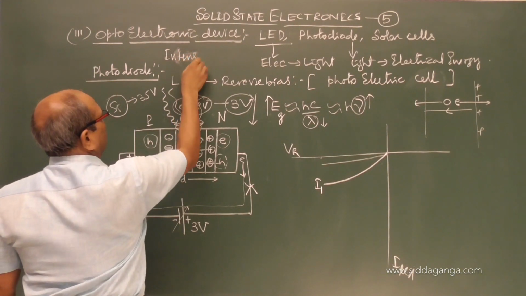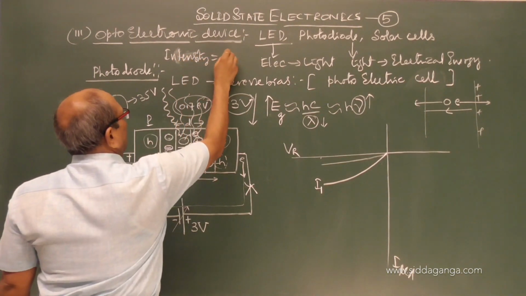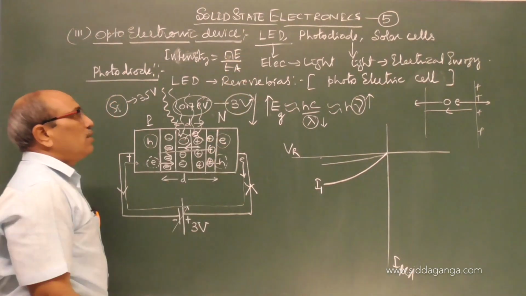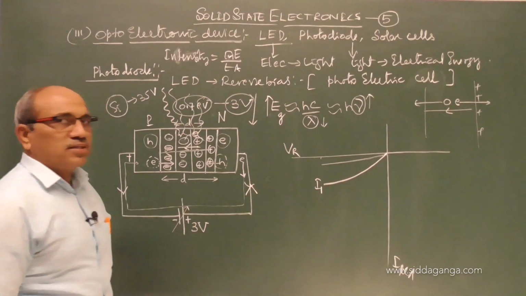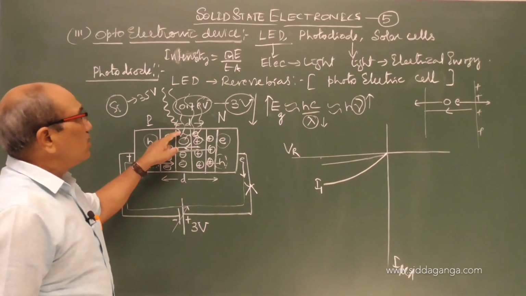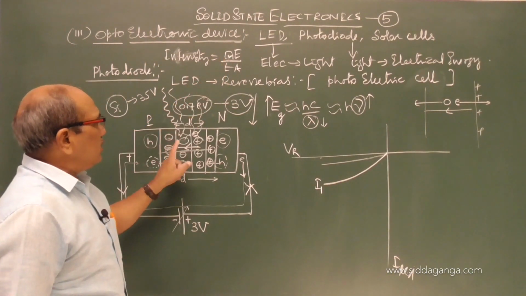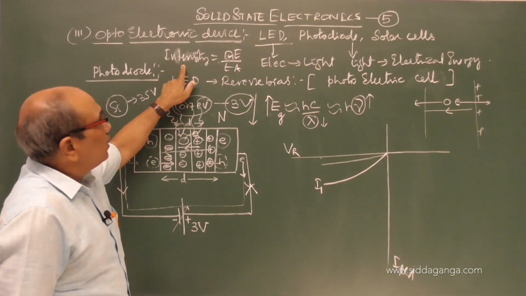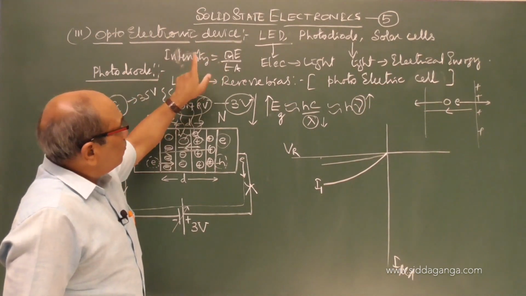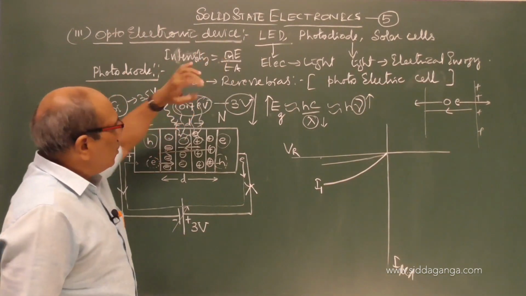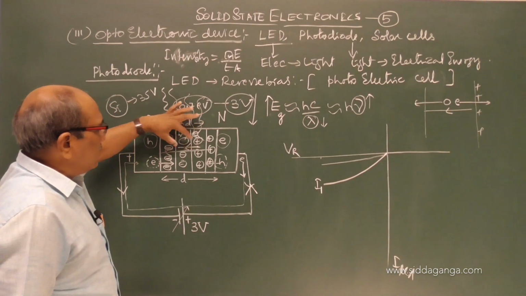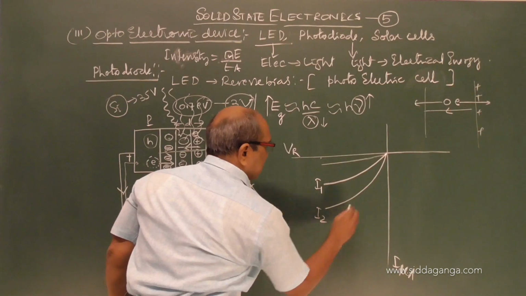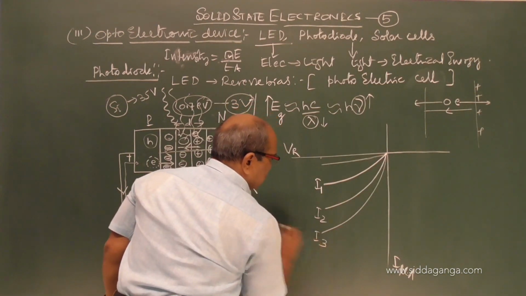Suppose you learnt about intensity, which means number of photons into energy of a photon per area. As the number of photons incident per second increases, the number of photons incident on the junction per second increases, so intensity is high. More the intensity, more the number of photons, more the electron hole pairs generated, more the current generated. That means as intensity increases, current increases.